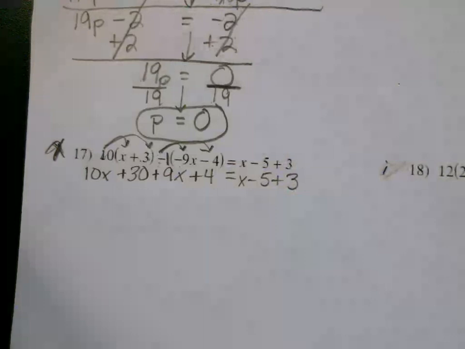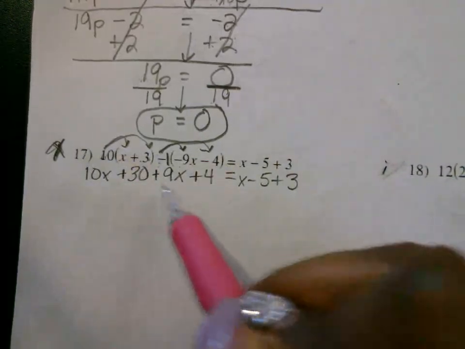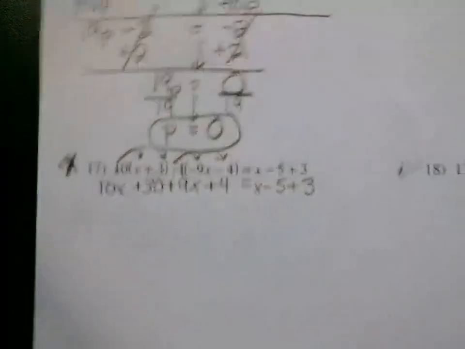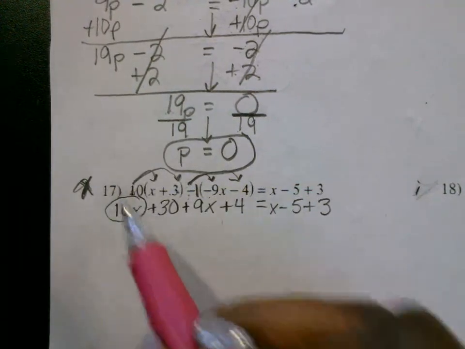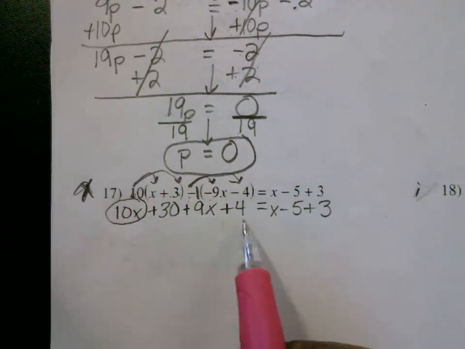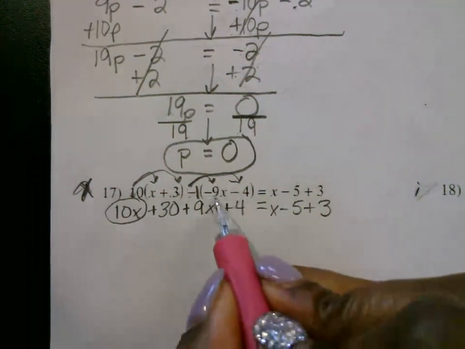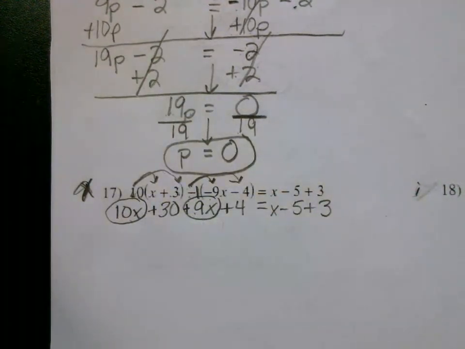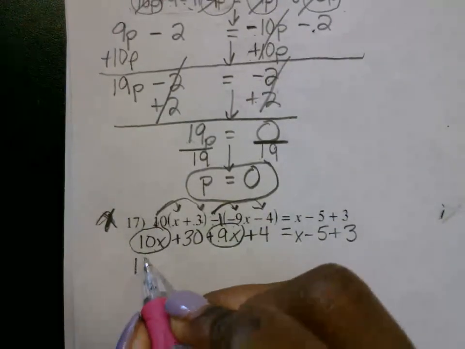Next step, good folks: combine terms that are alike. Let's look at this side over here. What can we combine on this side? Bryson, what are the like terms over here? What's the term that's like 10x? That's on this side of the equal sign. 9x. Good job. So we're going to combine 10x plus 9x. What is 10x plus 9x? 19x.